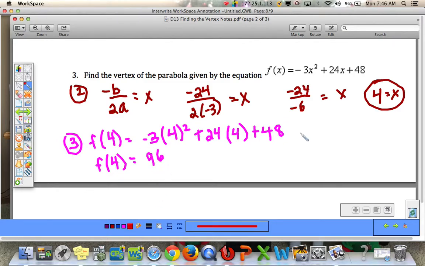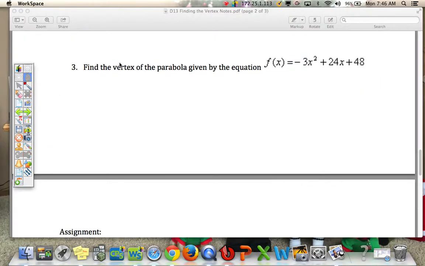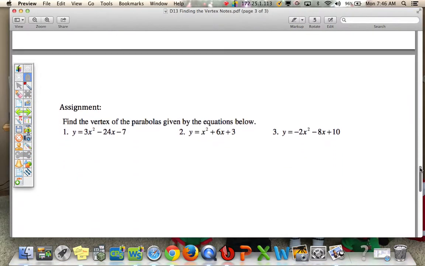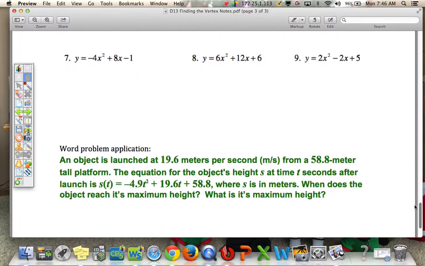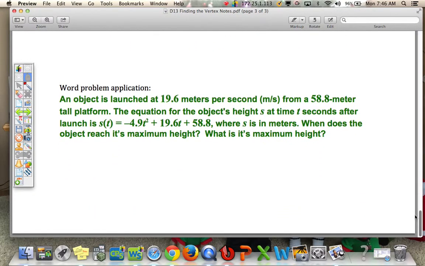So the vertex of this would be at 4, 96, and this would be our maximum because this is a downwards facing U. So this one I won't sketch, but it would be over 4, up 96, downwards facing U. There would be the vertex. So your assignment then is to practice finding the vertex of each of the parabolas below, and then you have a word problem application.